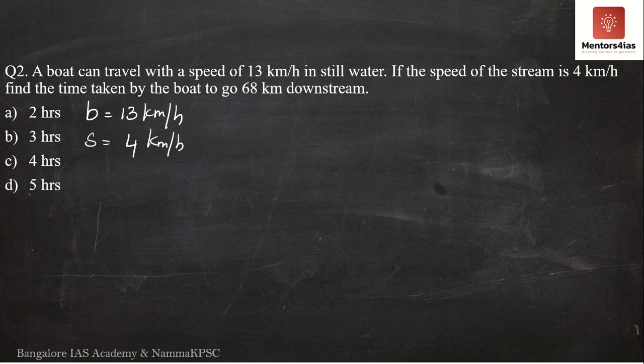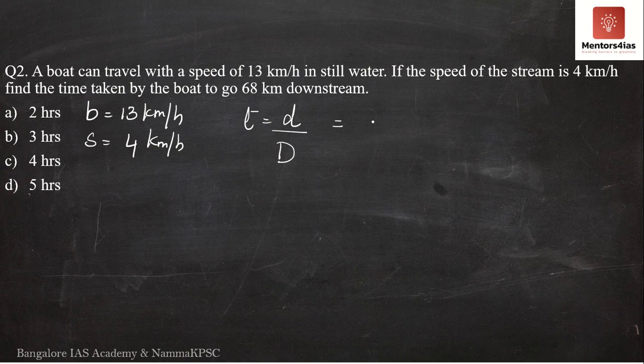Now this question is obviously very simple. This being our third session on boats and streams, this is pretty straightforward. Everybody should be able to solve this particular question. The problem is asking us to find the time taken by the boat to travel 68 kilometers downstream, where time is nothing but distance by speed. Speed is what? Downstream speed.